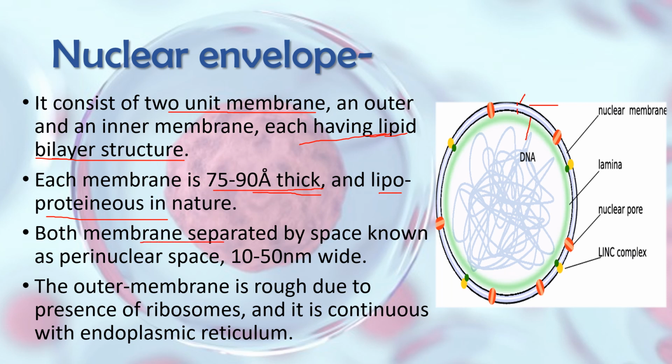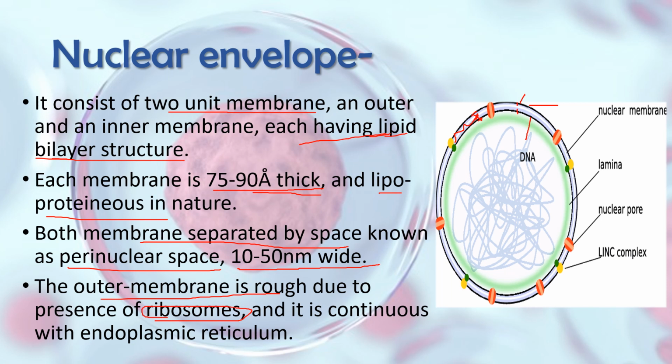Both membranes are separated by a space known as the perinuclear space. This space that extends from this region is known as the perinuclear space. Okay, this is the perinuclear space. It is 10 to 50 nm wide. The outer membrane is rough due to the presence of ribosomes.